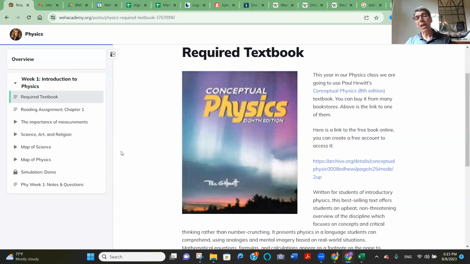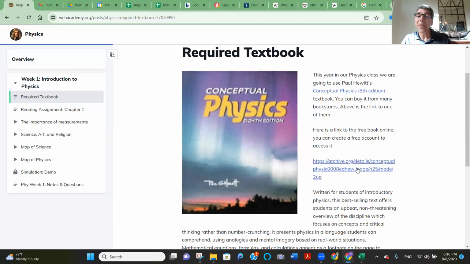This is a very popular textbook written by Paul Hewitt. There are several editions. If you cannot find this edition, the 8th edition, buy the next one, the 9th edition. They are all very similar. It's not that they are completely different or anything like that. The only problem is that in different editions, maybe the page numbers may be a little different, some of the wording may be a little different, and so on, but you can still access it.